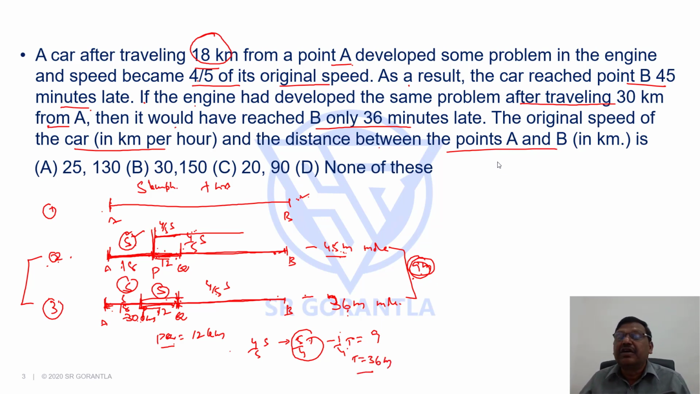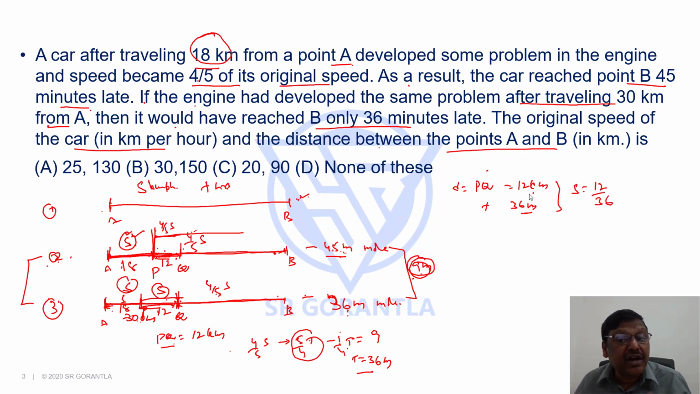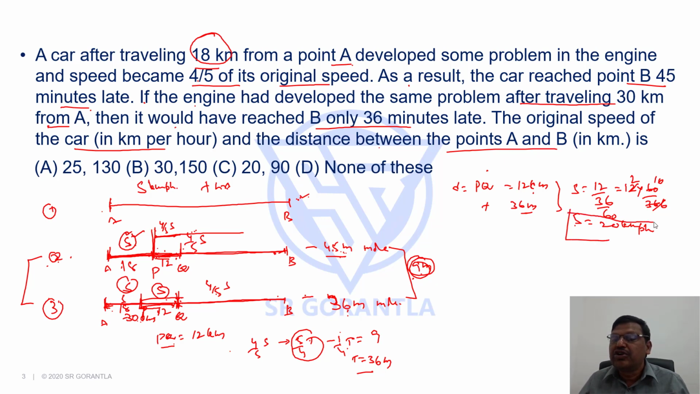What is this 36 minutes? For the car to travel from P to Q, that is 12 kilometers, it takes 36 minutes. So can we not find the speed? Speed of the car is distance by time, that is 12 by 36, but this is minutes. Let us convert into hours. 36 by 60, so it is 12 into 60 by 36, you can say 6 tens, 6 2s. So the original speed of the car is 2 times 10, 20 kilometers per hour.